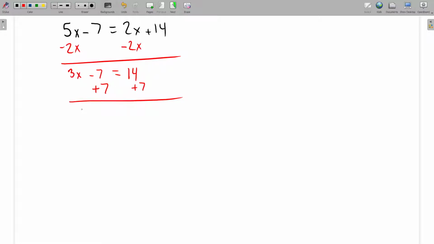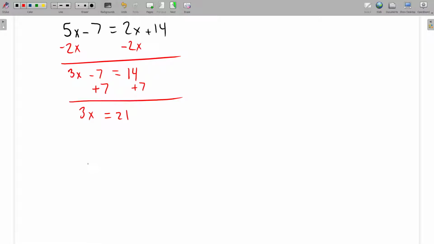So this 3x, we haven't done anything with it. It's going to drop down. The negative 7 and positive 7 are going to cancel out, which is what we wanted to happen. Equals, and 14 plus 7 is 21. So now I have this 3x.